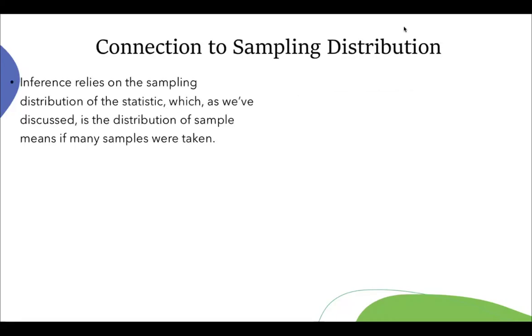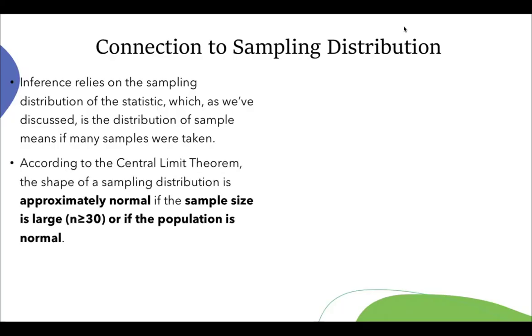And where does this connect to a sampling distribution? Well, statistical inference relies on the sampling distribution of the statistic, which, as we've discussed, is the distribution of sample means if many samples were taken. Remember, the central limit theorem told us that the sampling distribution will be approximately normal if the sample size that we used is large.